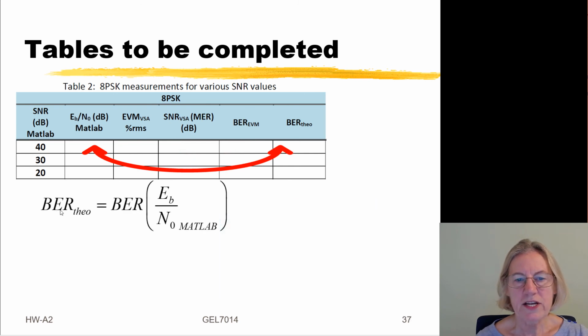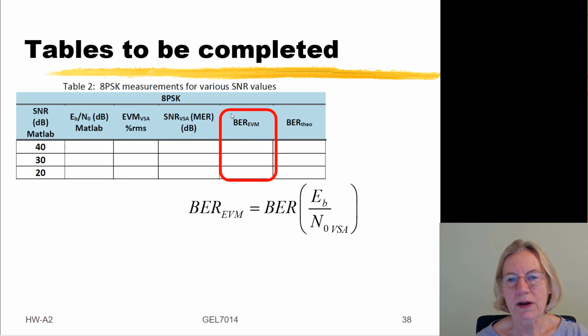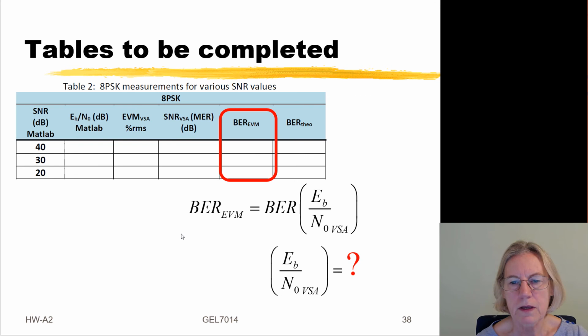So here is the equation for the theoretical bit error rate. And by theoretical here, I mean that you plug into the bit error rate equation the EB over N0, which one? The one in this column. Now, for this column, what I want you to fill in is where we're using an EB over N0 from the VSA software. I don't actually have a column here for that. I just have a column for signal to noise ratio. That's because I want you to think a little bit about how you would do that conversion.